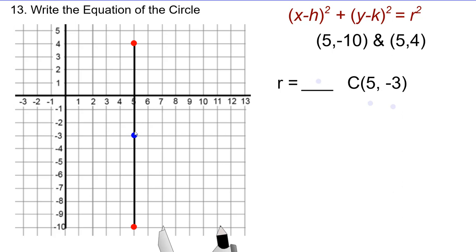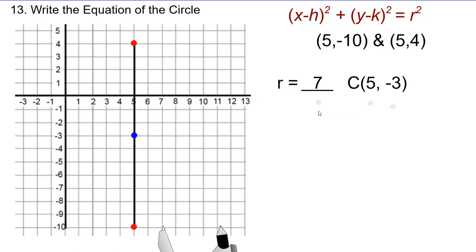Now for the radius, we could use the Pythagorean theorem, but we could also just count it because it's a vertical line. So our x change is 0, but our y change is going up 1, 2, 3, 4, 5, 6, 7. Or if we go from -3 to +4, what's the distance? Well, 4 to 0 is 4, and 0 to -3 is another 3, so 3 and 4 is 7. So that would give us a radius of 7.